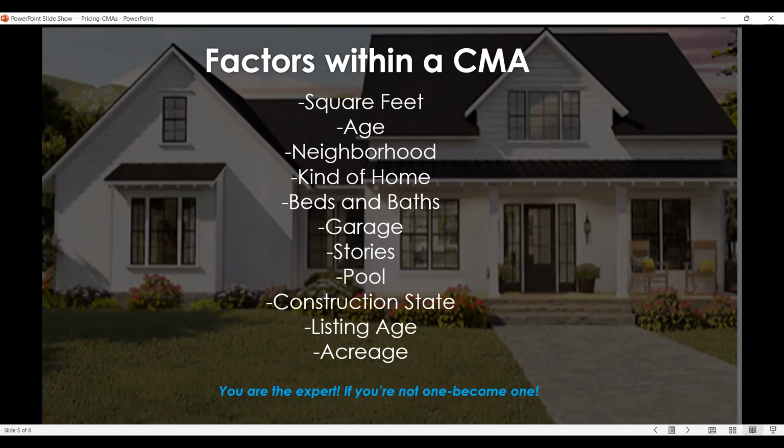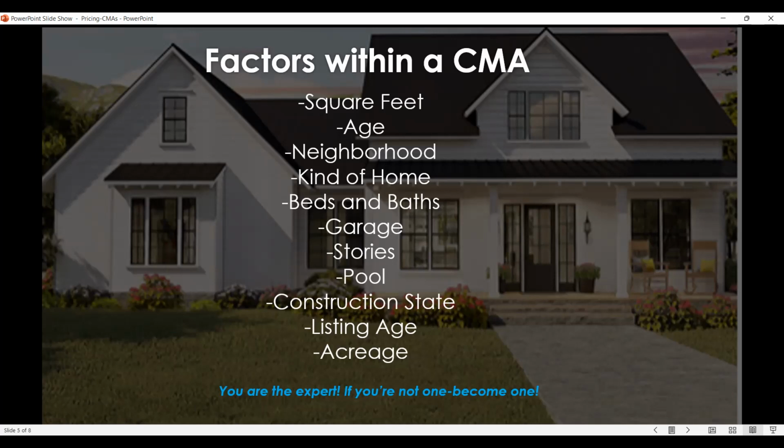If the home has exterior features like a pool or a building like a shop or a shed, if it has a fenced-in backyard, if it has any special exterior stuff, that's going to affect the value. Construction state. By that, I mean, is it new construction? Is it 1 year old? Is it 2 years old? Is it 50 years old? What construction state it is in and the age of the house is going to affect the value. And then the listing age. So that goes along with construction state. And then the acreage. Acreage is also super important.